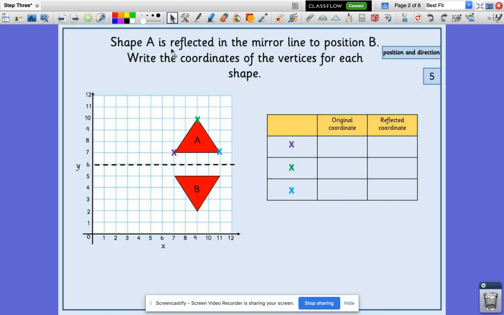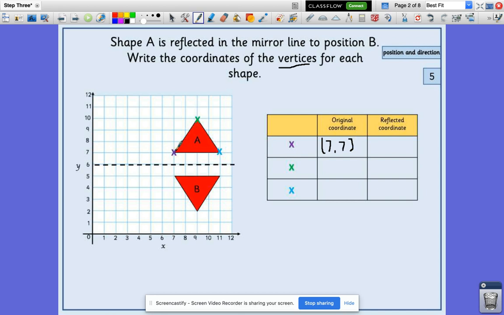Shape A is reflected in the mirror line to position B. So we've got shape A, and it's been reflected to shape B. Write the coordinates of the vertices for each shape. Remember that vertice means corner, okay? You've got the colors here to help you. So on shape A, the original coordinate, we've got 7, 7. Don't forget, you still need to put it in brackets, 7, 7.